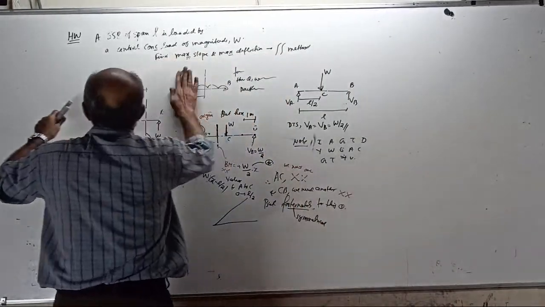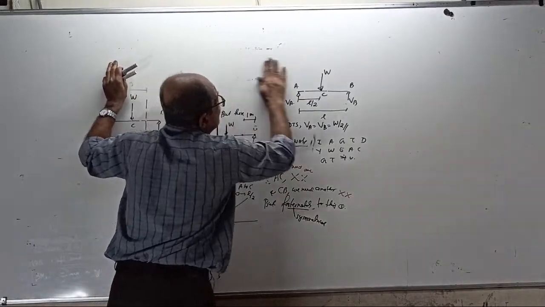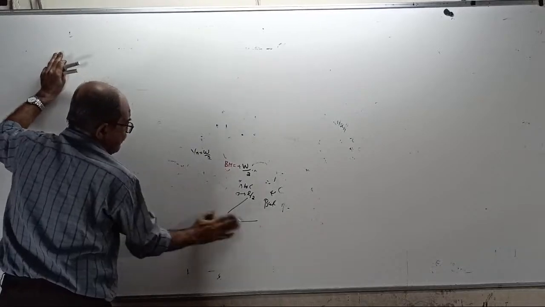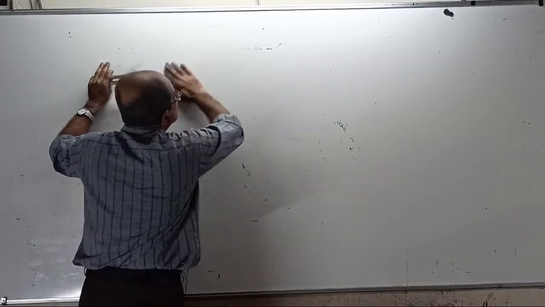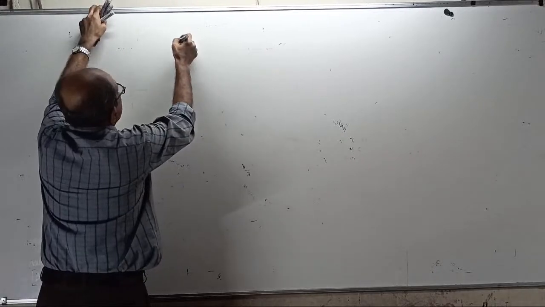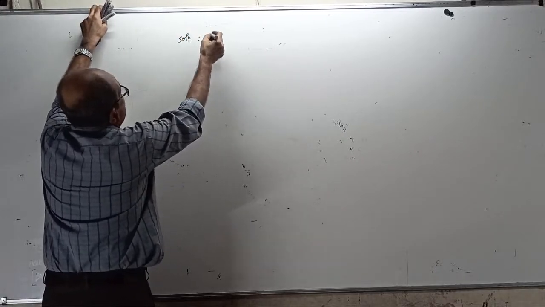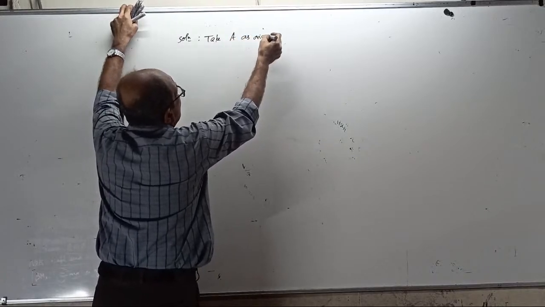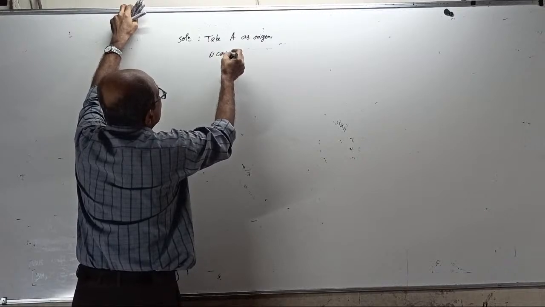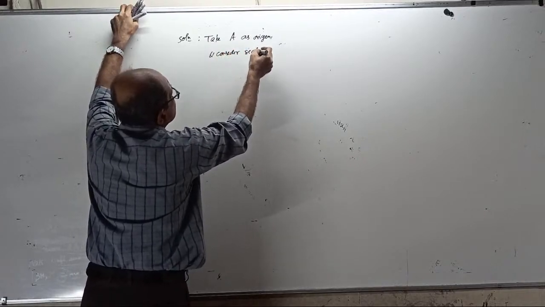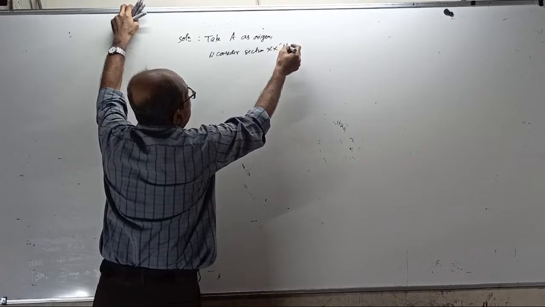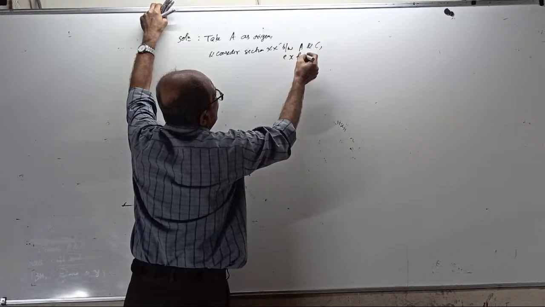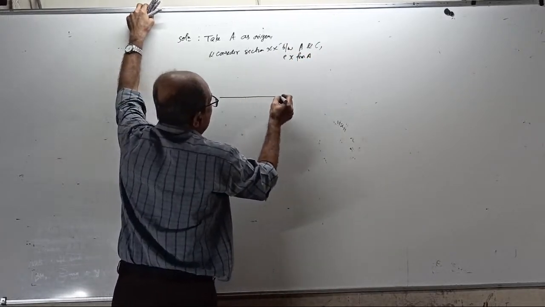Okay, now, start. Briefly solve and I will give the answer for you. Later, remember, the same question we will solve by Macaulay's method. Solution. Take A as origin and consider section XX between A and C at X from A. I will put a sketch here and then give it to you.